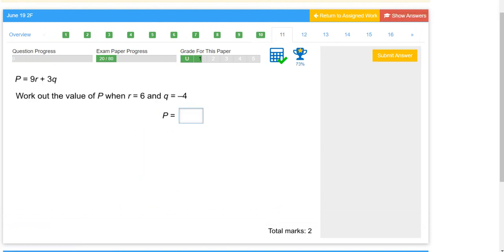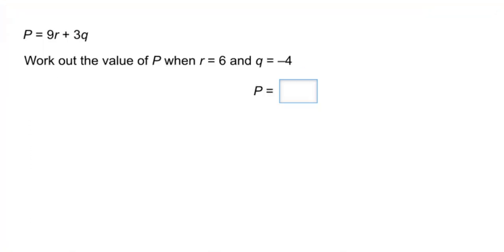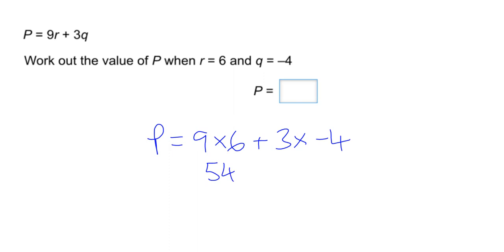Question 11. Work out the value of P when R is 6 and Q is -4. So this is a substitution question. So it's going to be P is 9 lots of R when R is 6 and 3 lots of Q, which is -4. So do multiplication first. So 9 times 6 is 54. 3 times -4, 3 lots of -4 is -12. So therefore, that should be 42.